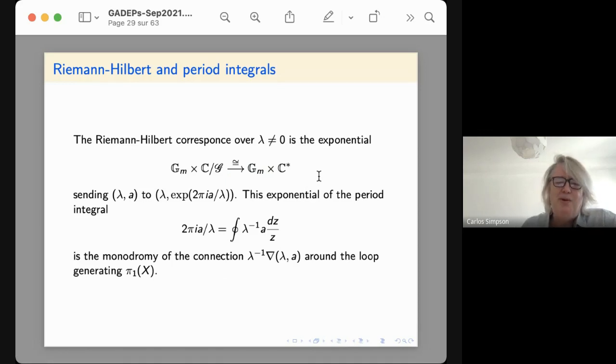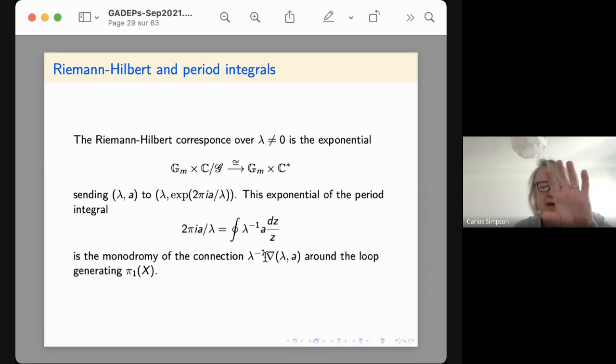Now, let's talk about periods, and since we're in the GL1 case, how does the Riemann-Hilbert correspondence work here? It's just the exponential map from the part of the affine line where lambda is different from 0, cross C, mod the gauge group, into G_m cross C star, which sends (lambda, A) to (lambda, exponential of 2 pi i A over lambda). We have to divide by lambda because we had a lambda connection rather than just a connection.